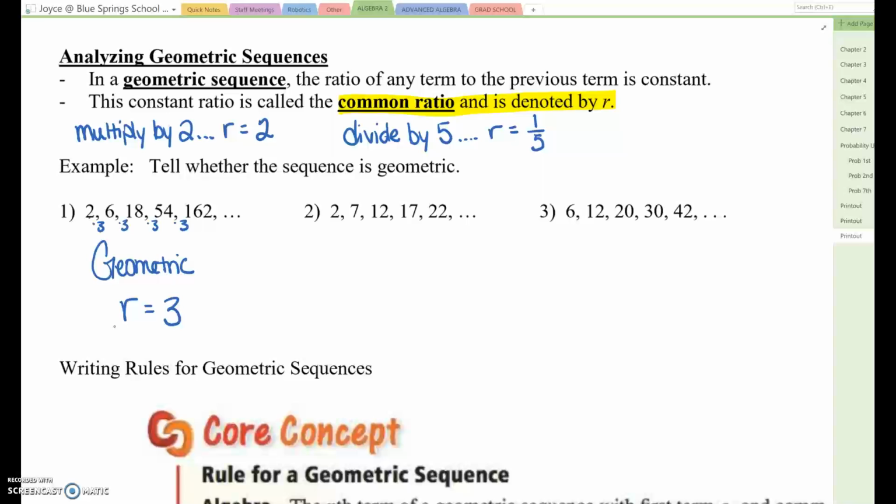Number 2. 2 times 3.5 is 7. 7 times 3.5 is over 21, so that's not it. It looks like it's adding 5 each time. And if it's adding 5 each time, that is not geometric. We learned yesterday it's arithmetic.